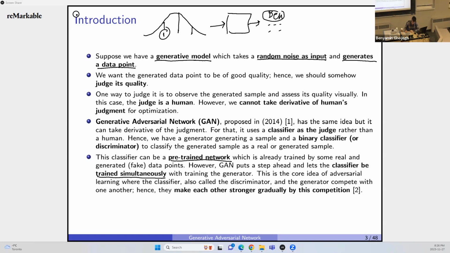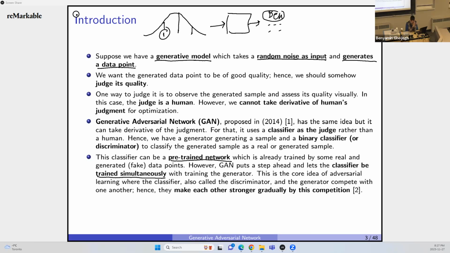And how do they do this? They are enemies of each other. Why? Because the generative model wants to fool the judge, the classifier, right? And the classifier wants to discriminate between the fake generated data and the real data. Okay, did you get it?